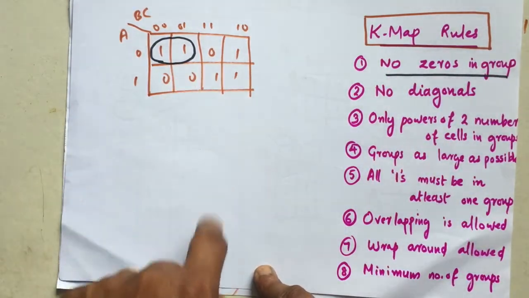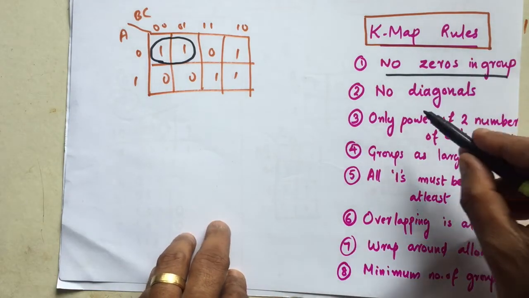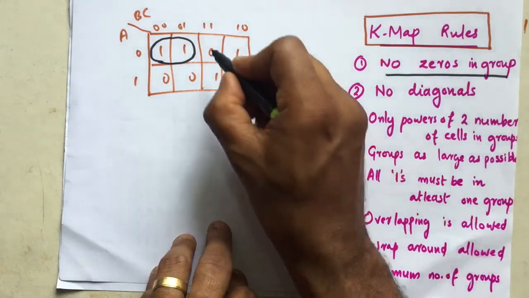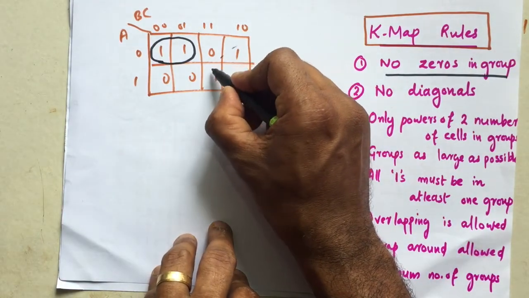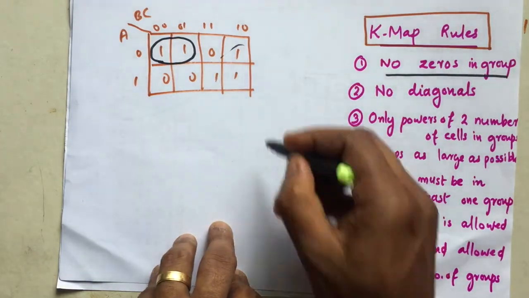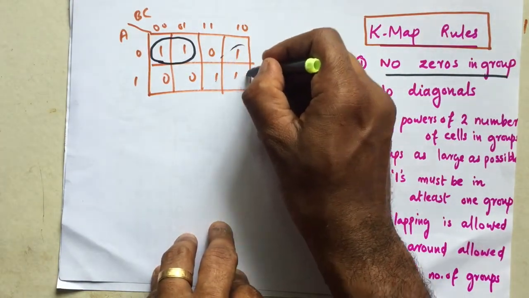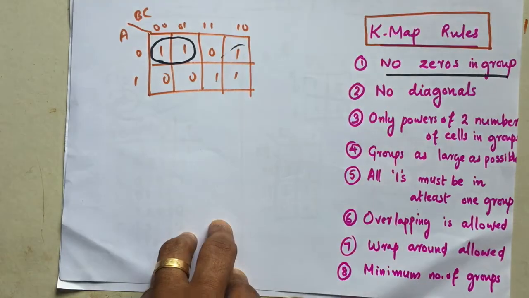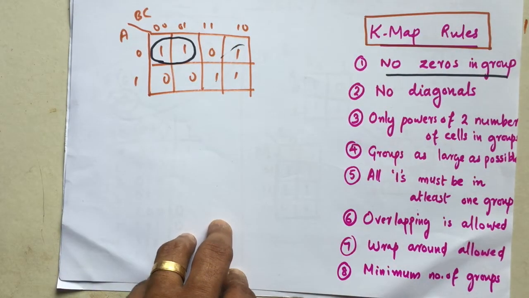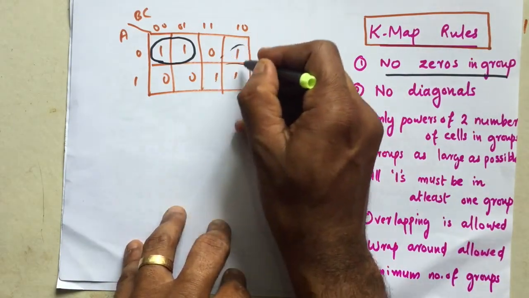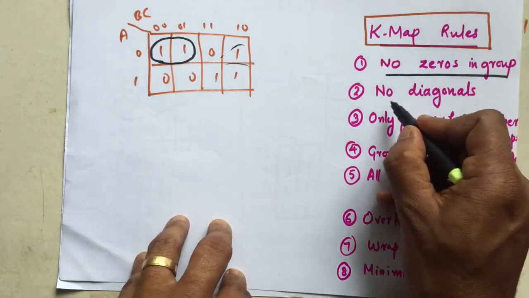I'm taking only ones. Now, grouping should not be diagonal. That means I cannot group like this, because this one and one are diagonal. I should group either in the horizontal direction or the vertical direction. I hope you understood. Either horizontal or vertical, no diagonals. That is the second one.